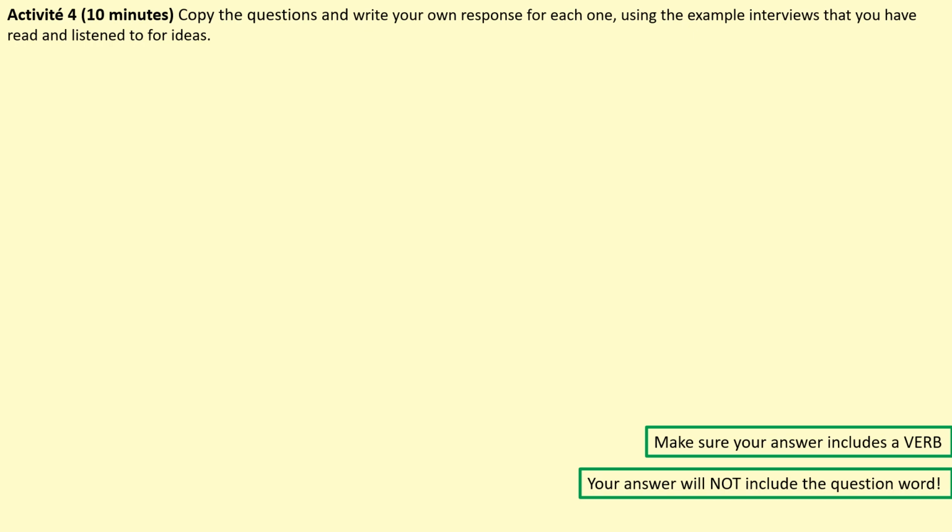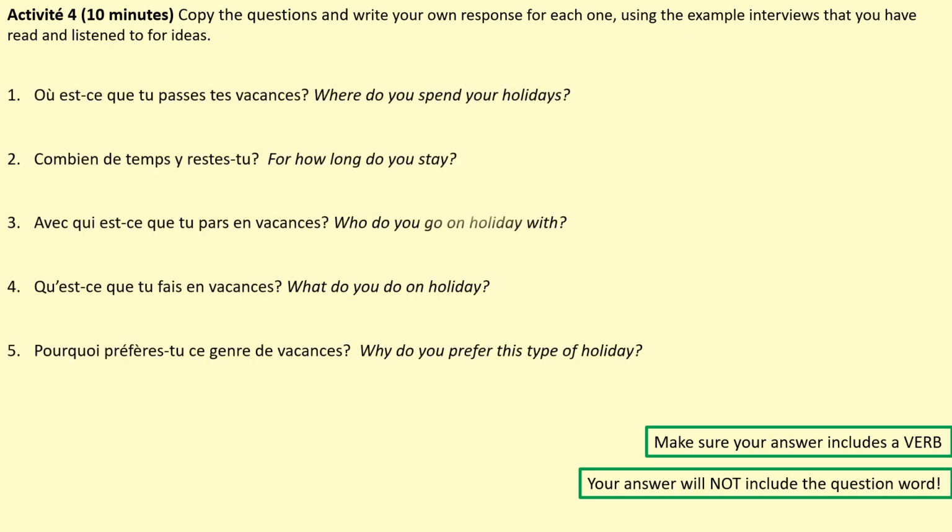Activité 4. Copy the questions and write your own response for each one, using the example interviews that you have read and listened to already this lesson. Here are the 5 questions that you should copy. I've given you the English translation in italics to help you along. Make sure that your answer always includes a verb, and make sure also that your answer does not include the question word. You have 10 minutes for this activity, so pause the video now.